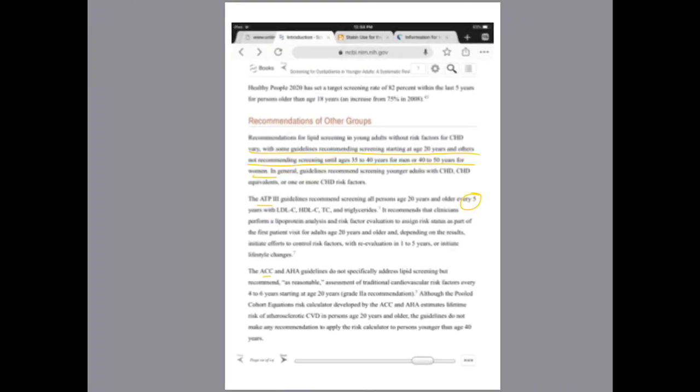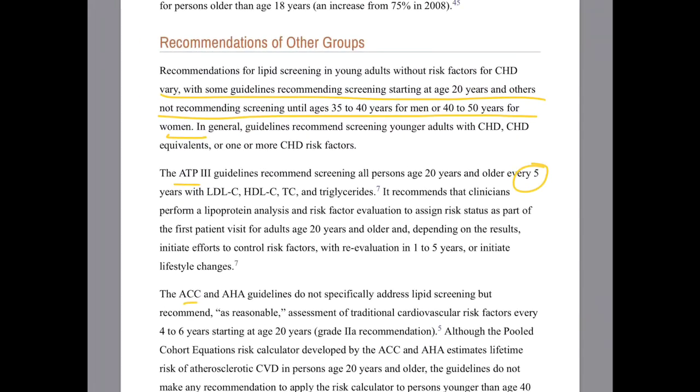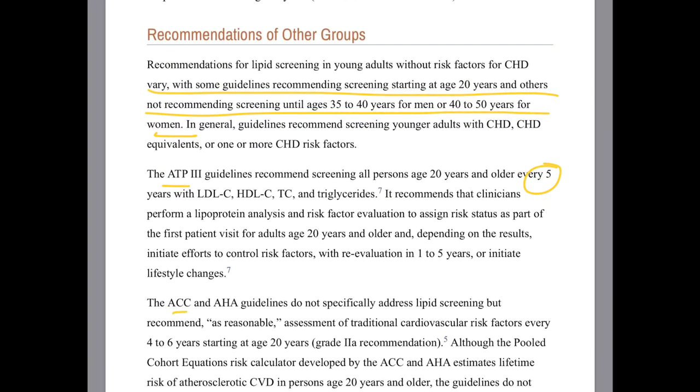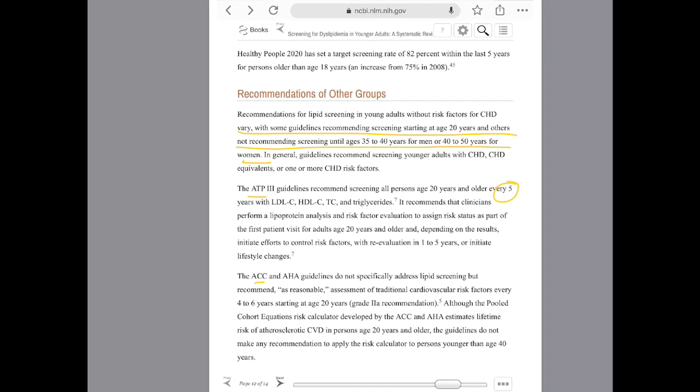At the same time, you have a number of other guidelines such as from the ATP and the AHA, which recommend screening starting at 35 to 40 years or sometimes even at 20 years of age. So the bottom line is that you have to use your clinical judgment. However, it's not a wrong answer on the exam.